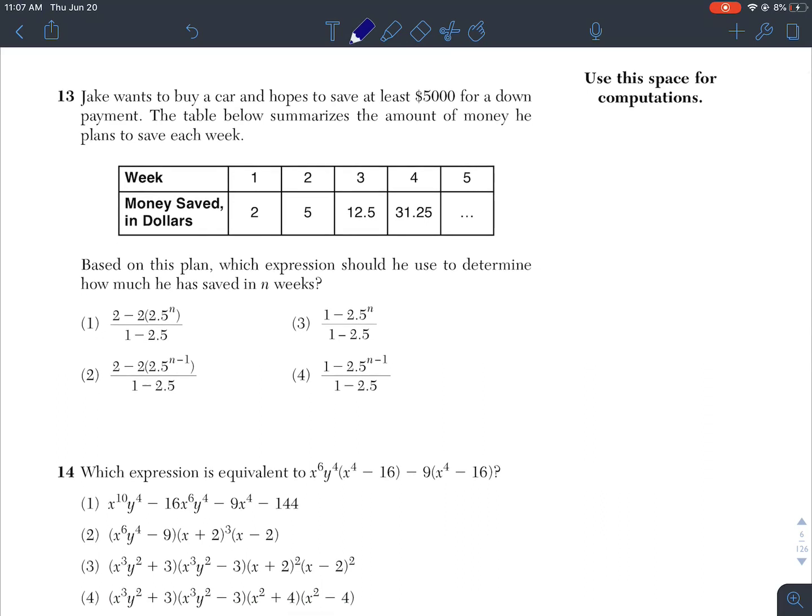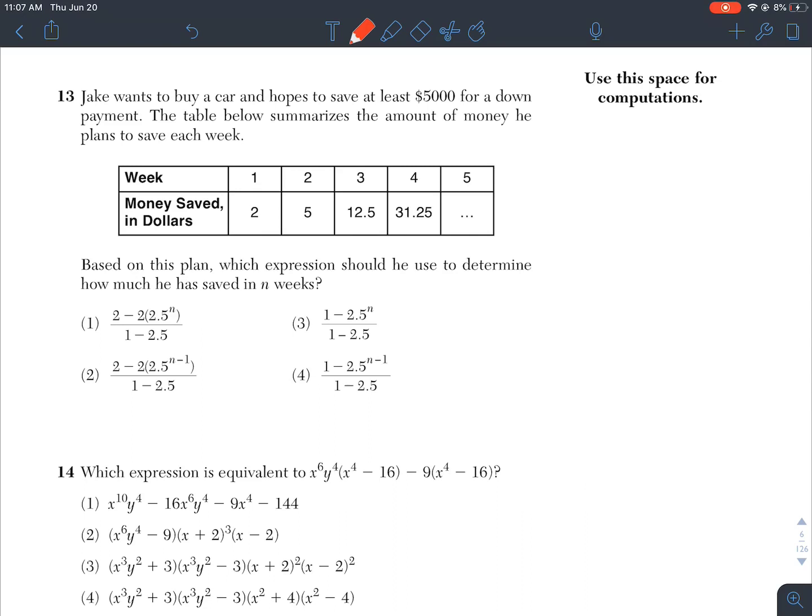For number 13, Jake wants to buy a car and hopes to save at least $5,000 for a down payment. The table below summarizes the amount of money he plans to save each week. Based on this plan, which expression should be used to determine how much money he has saved in n weeks? So we have to find the pattern here.